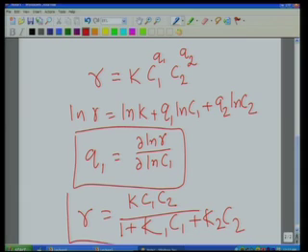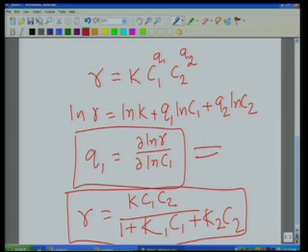Even for these cases, I can define my apparent order or observed order with respect to C1, with respect to C2. How do I do that? I know for my exact power law kinetics, the definition of order is this, that is Q1 is ∂ln r/∂ln C1. So, for any other rate of reaction such as this, I can take ln r, I can take the derivative of ln r with respect to ln C1.